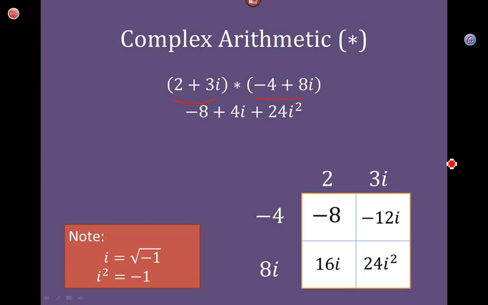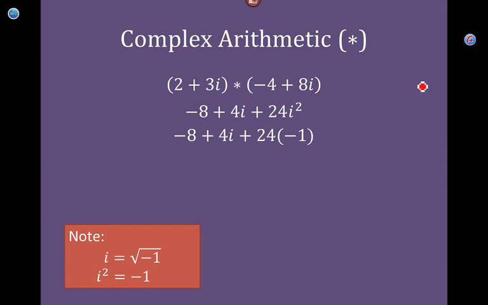i is equal to the square root of negative 1, then i squared is equal to negative 1. If you need to pause the video and think about that for a second and convince yourself that's true, please do that now. Okay, so if i squared is equal to negative 1, then I can do a little substitution here, right? i squared is negative 1. So now I get just negative 8 plus 4i minus 24. Combine like terms, and you get negative 32 plus 4i.